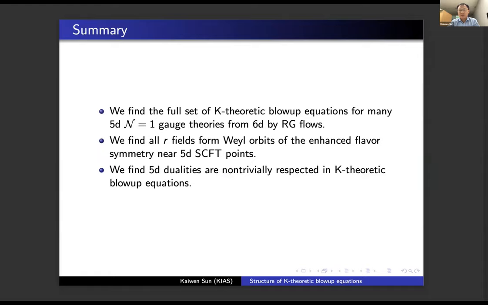In summary, we have three points. First, we can find the full set of K-theoretical blowup equations for 5D gauge theory from 6D and the elliptic blowup equations. Second is the flavor enhancement. We found that when a 5D N=1 gauge theory flows to the 5D SCFT point, all the R fields of the blowup equations form the Weyl orbits of the enhanced flavor symmetry. And third, we found the 5D dualities are very non-trivially reflected in the K-theoretical blowup equations. Thanks.